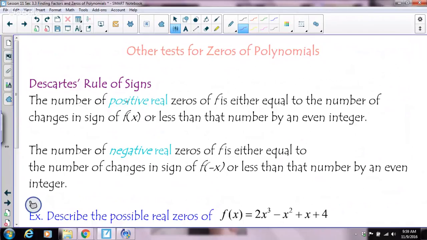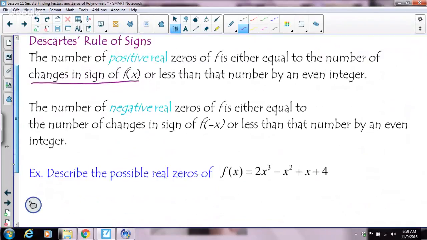So the number of positive real zeros is either equal to the number of changes in sign. You want to look at the changes of sign of f of x. That means it goes from positive to negative or negative to positive. It's not a sign change if you go from positive to positive or negative to negative.